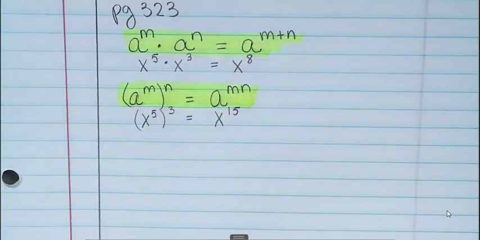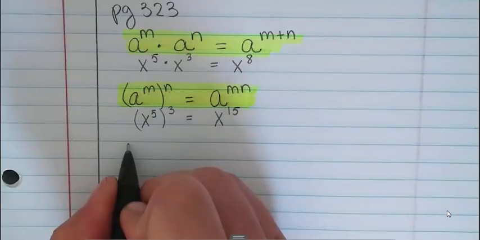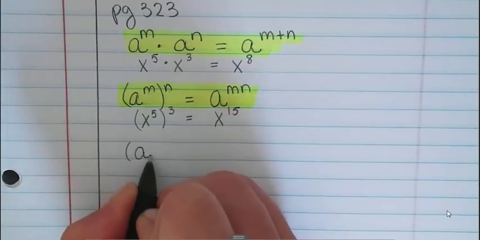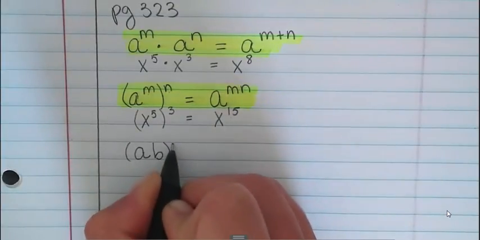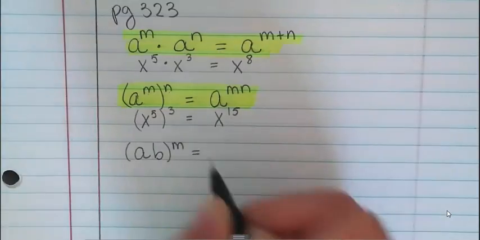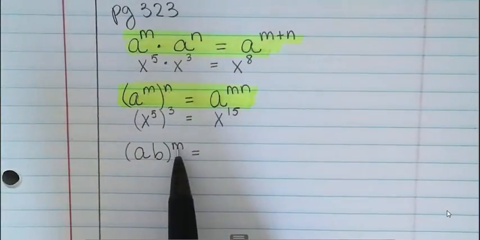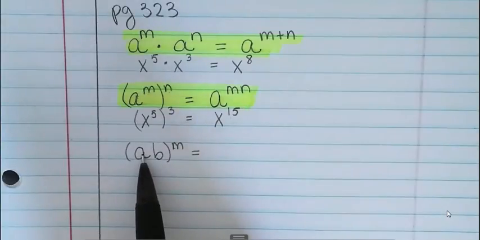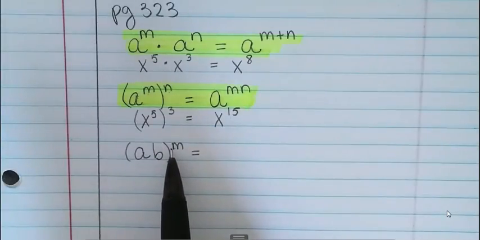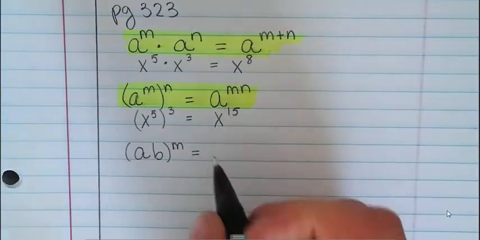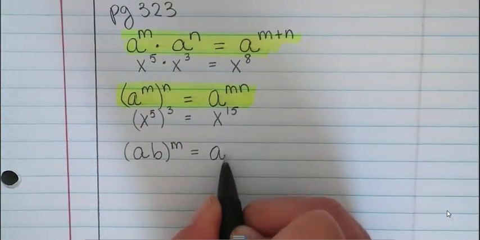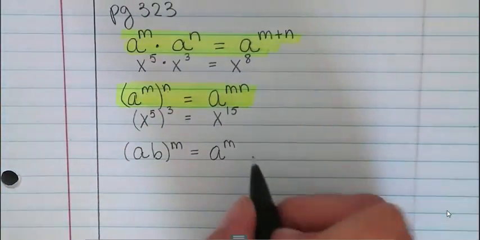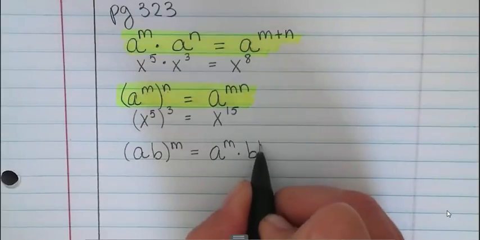All right, next one. This is where you have a product raised to a power. So you would have, for example, A times B to the m power. Well, this power outside the parentheses is going to be given to each factor of the base. So it's going to be given to the A. So you'd have A to the m power times B to the m power.